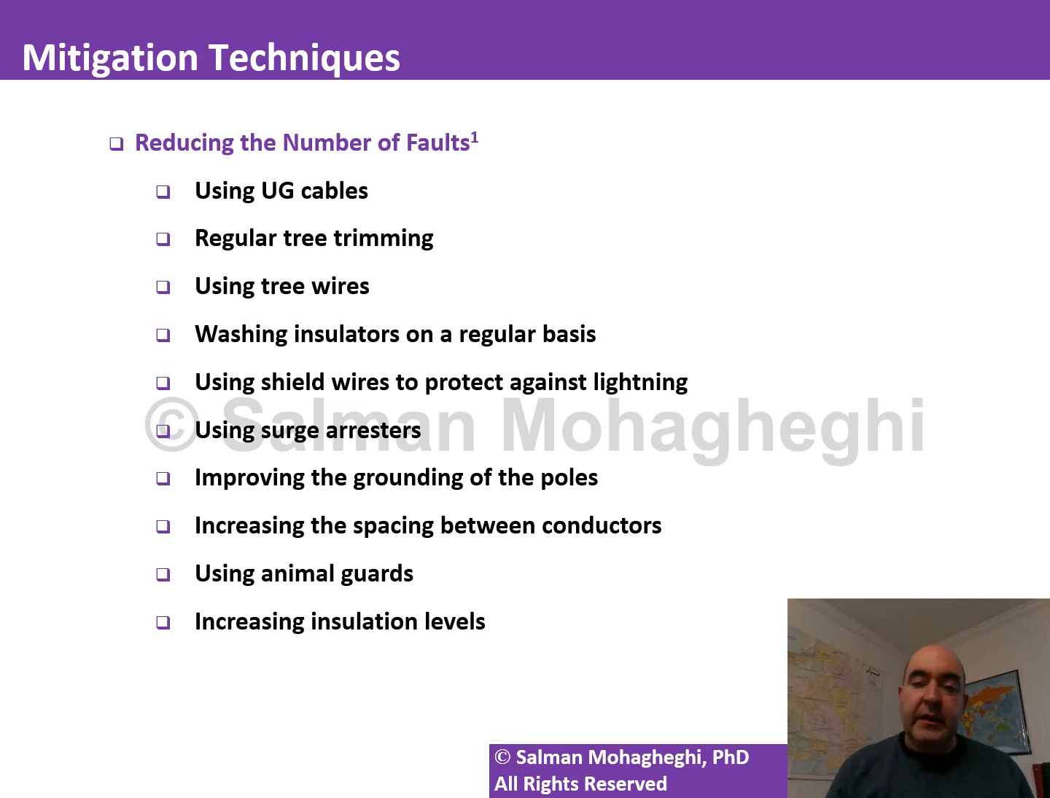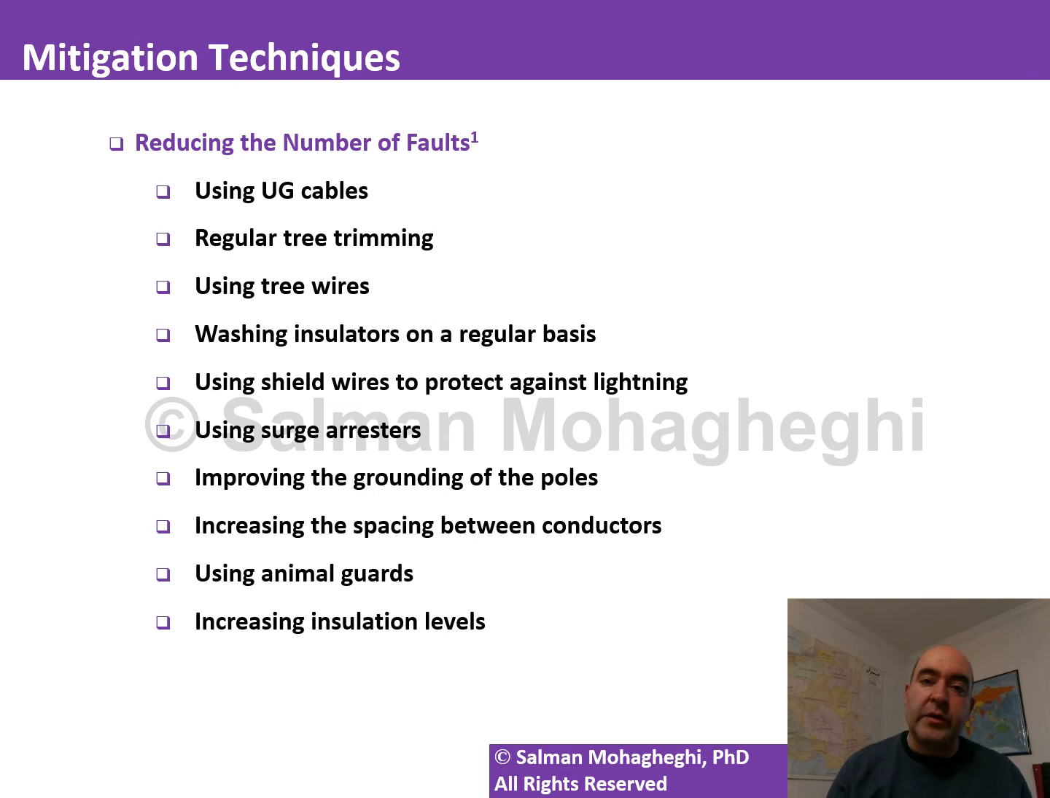Another technique which is very common in areas where the distribution system is prone to a lot of lightning activity, we can use shield wires. This is typically very common in the transmission system, using shield wires on top of the transmission tower. Not so common in the distribution system. However, as I mentioned, if lightning is a major concern in that area, that's one of the things you can do to reduce the number of faults.